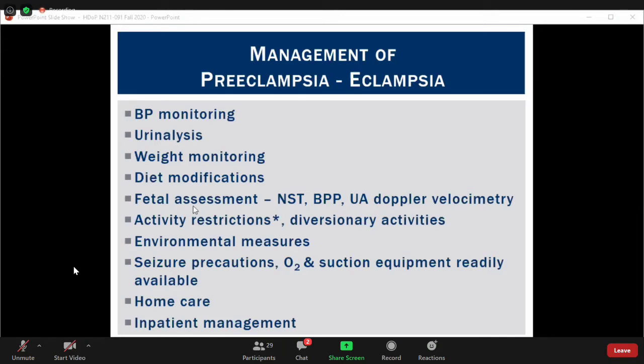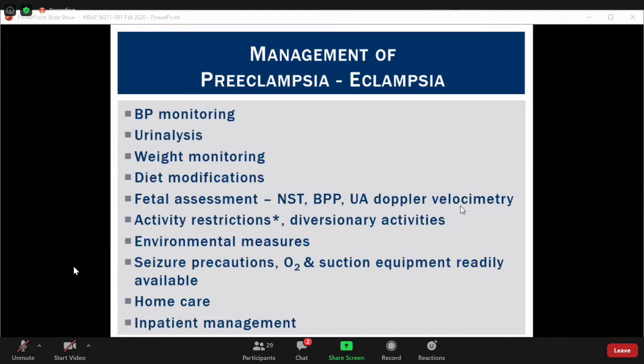So we need to keep track of how our fetus is doing. So NSTs, biophysical profile, excuse me, sorry. The umbilical artery Doppler testing, again, that is testing to see what the perfusion is in that umbilical artery to give you a sense of how much oxygen and glucose the fetus is getting, so you can have a gauge for the IUGR.